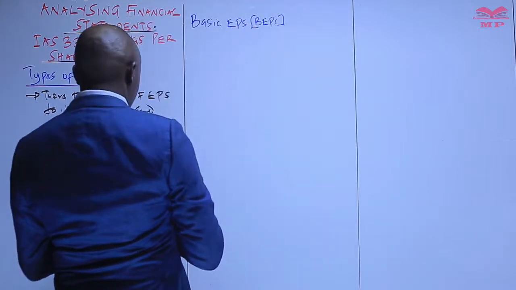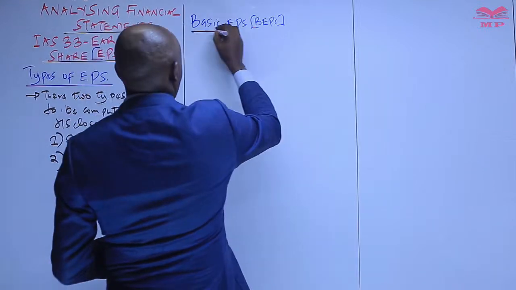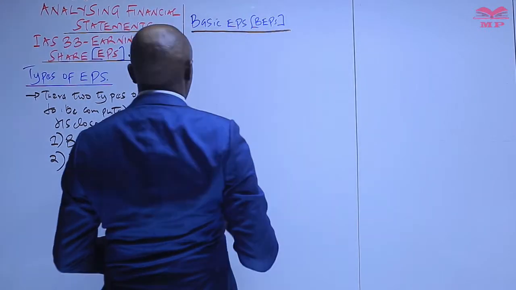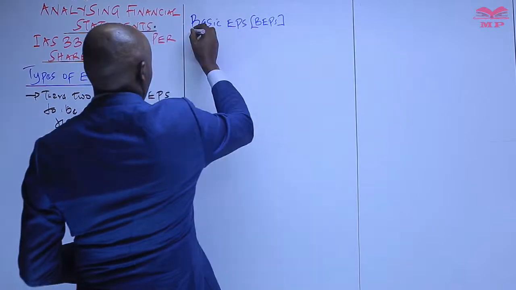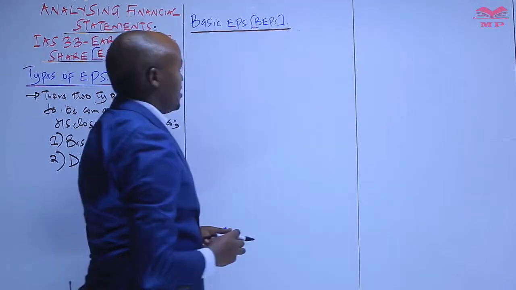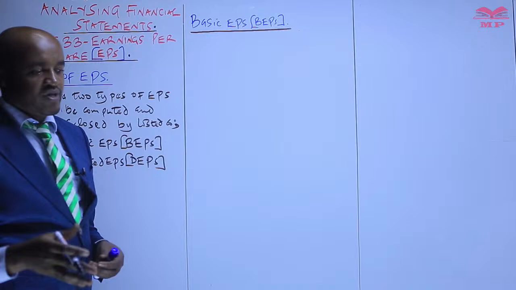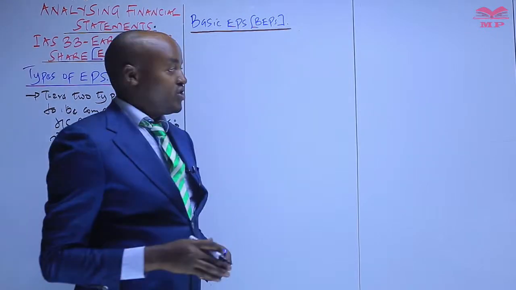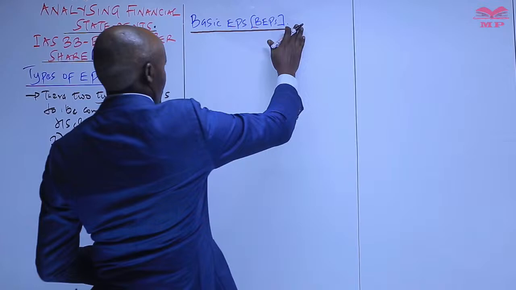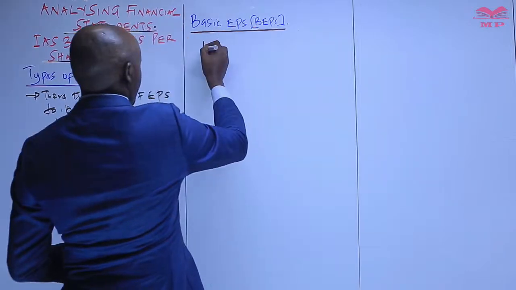BEPS. Now this is the earnings per share which is computed based on the profit for the current financial year, and also based on the shares issued and fully paid as at the end of the year. It is computed based on the profit for the year and also based on the number of ordinary shares issued and fully paid at the end of the year. So how do we compute these earnings per share?